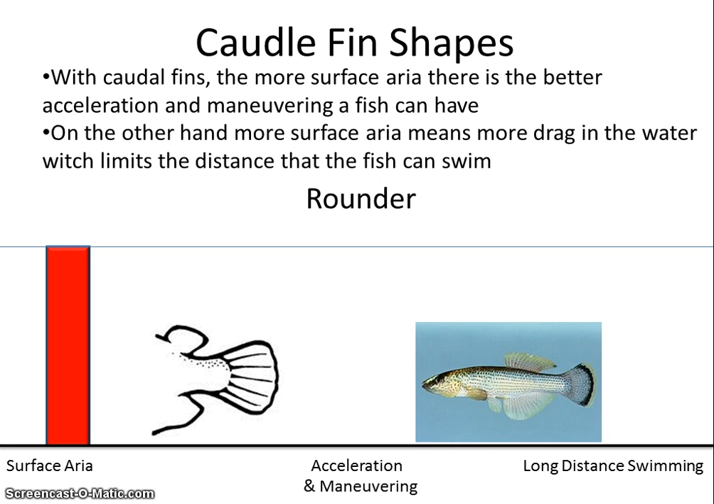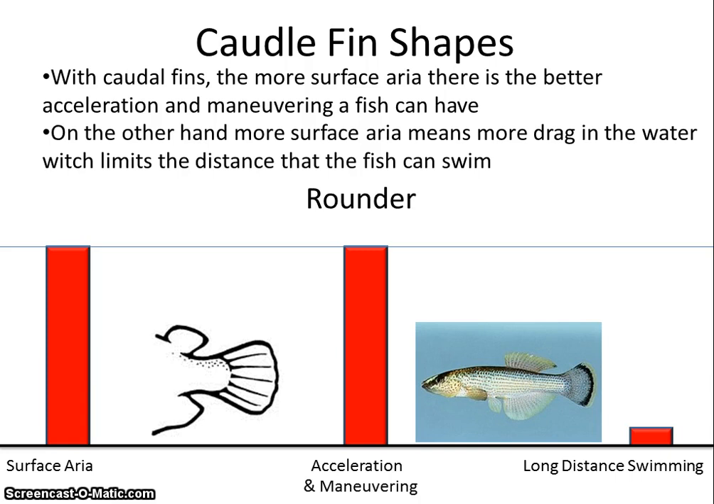Therefore, they're the best at acceleration and maneuvering. But all that surface area, allowing them to grab onto and push off of water better, really adds a lot of drag when they try to long-distance swim. So these organisms aren't going to swim long distances. They really can't. There's too much drag to their caudal fin.